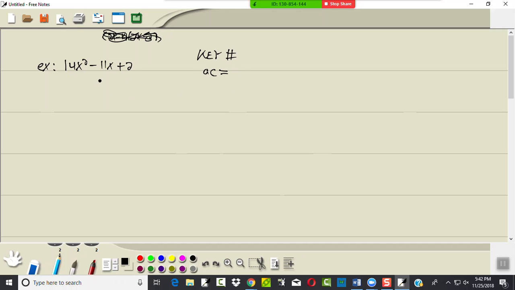Key number, some books call it the AC method, comes from the fact that you're taking the number before your x squared, the a, and multiplying it times the number at the end, the constant term, your c. So we're going to take 14 times 2. Now, we would still ignore signs. If that was a negative 2, we'd still go with positive 2. And we get 28. Now, we're still going to use the PST table. We're just going to use it differently. Write down all products that give us 28. We've got 1 times 28, 2 times 14, 4 times 7.